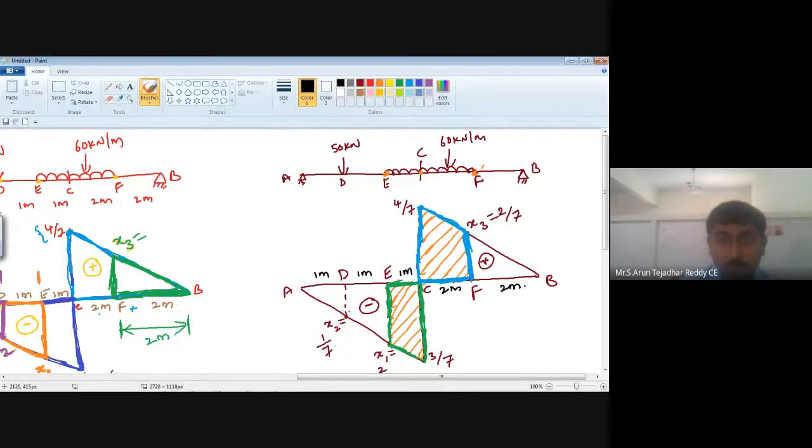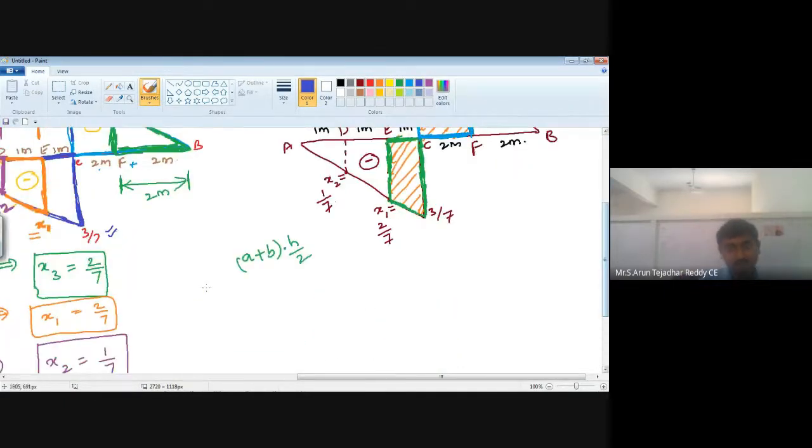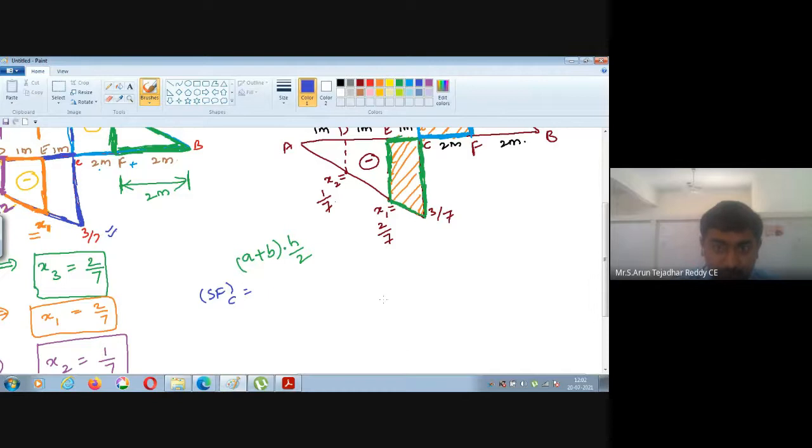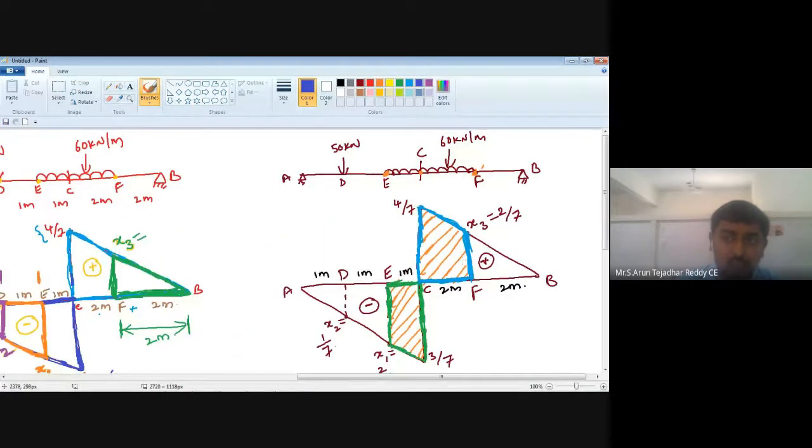Okay. Now find out shear force at C. What is the formula? If it is a point load, then very simple: load into ordinate. Here the load is 50 kilonewton. It is a point load, so it is very easy, and the ordinate at this point is 1 by 7.